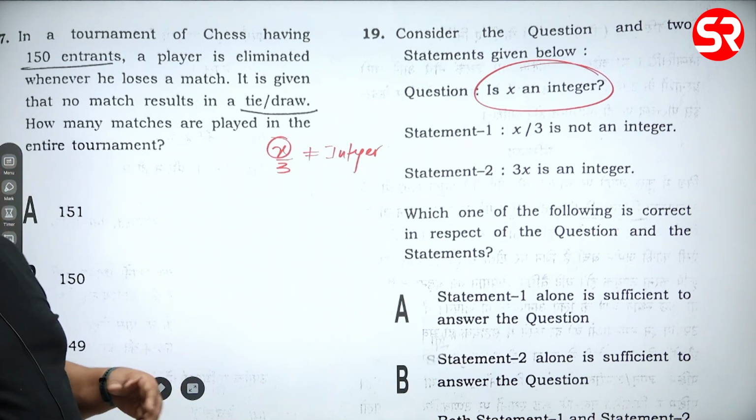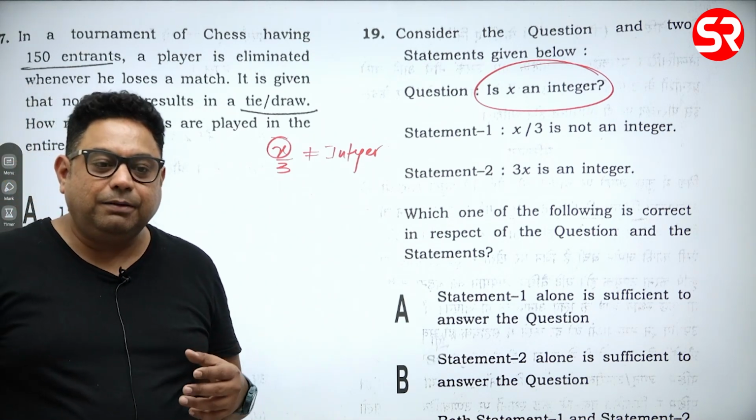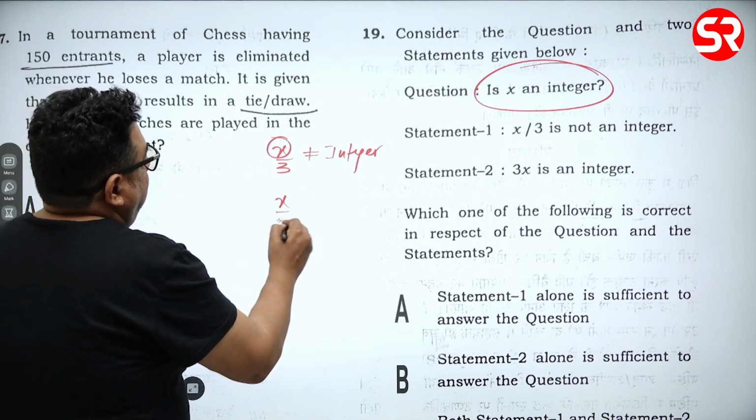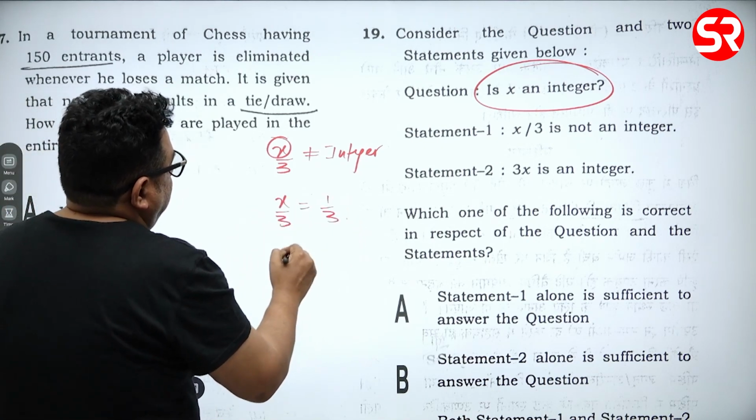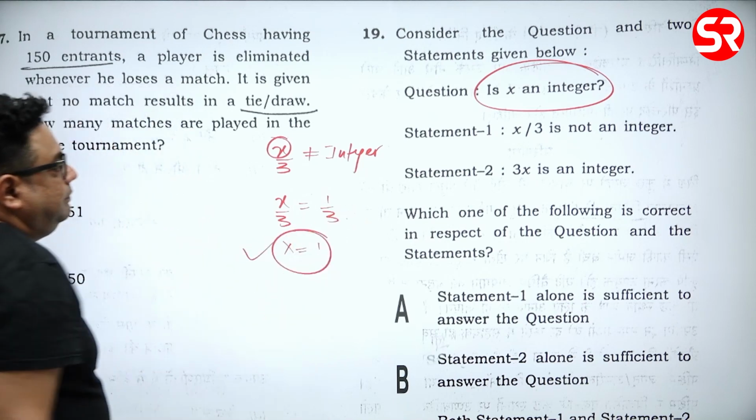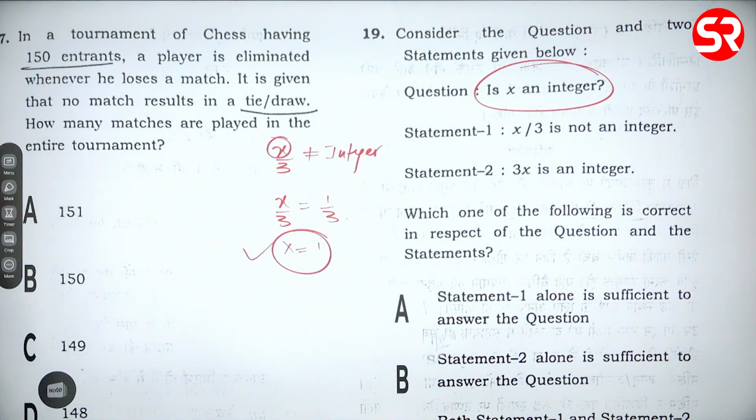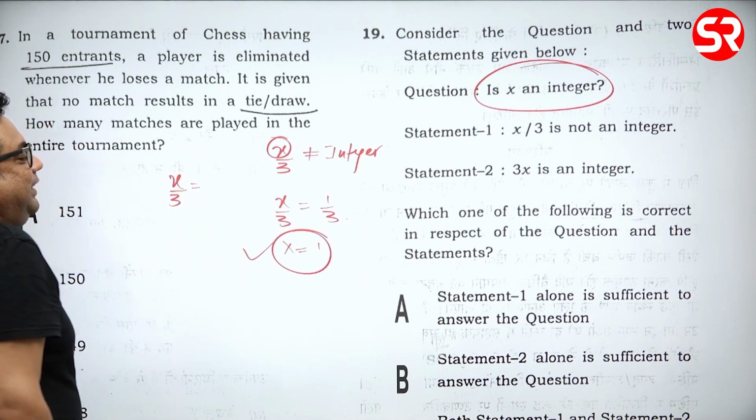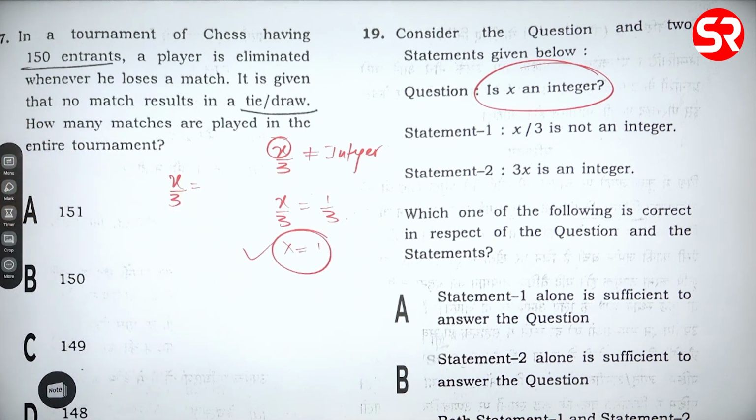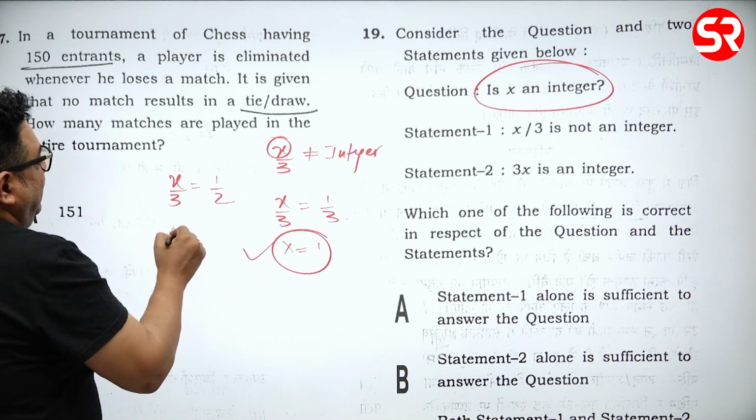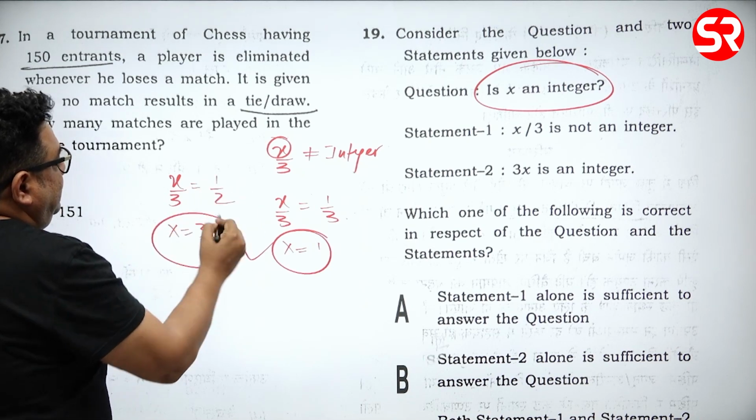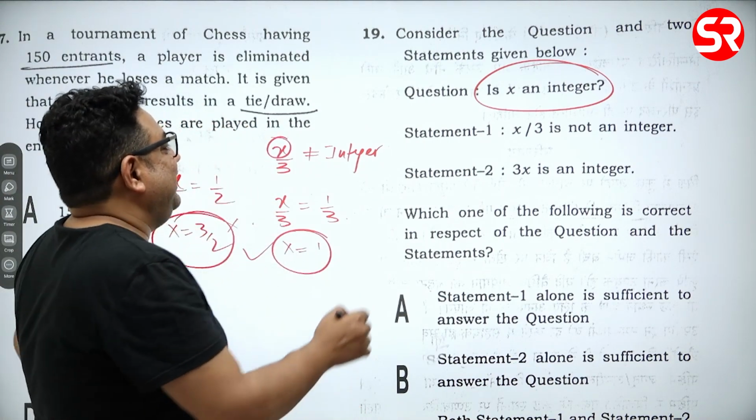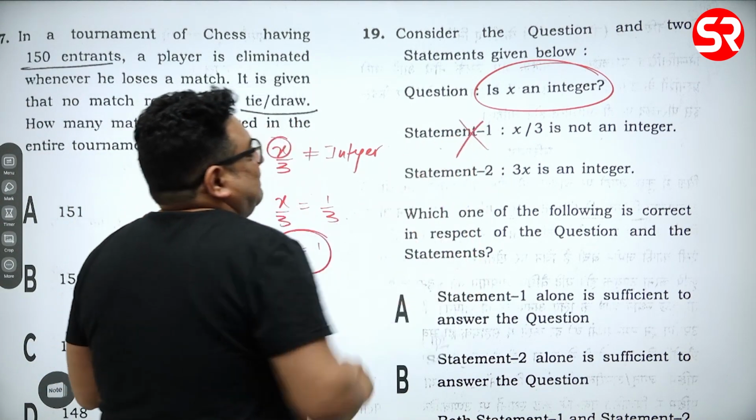It can be, it cannot be. Isn't it? It can be, it cannot be. How, sir, it can be? Okay. X by 3 is not an integer. Let this be 1 by 3, which means X is equal to 1, which is an integer. Secondly, X by 3 is not an integer, say 1 by 2. So X is equal to 3 by 2. It is not an integer. It may be an integer, may not be an integer. So the first statement is not giving you the answer.